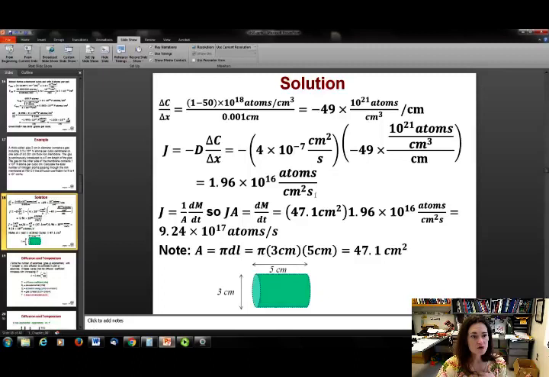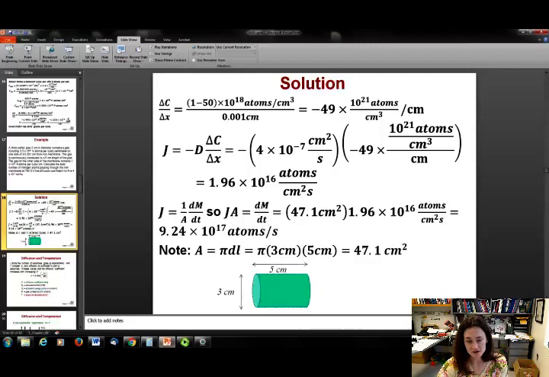Okay, but now the problem asks the total number of nitrogen atoms passing through the iron membrane at 700 C. So that's the total number passing through. J, remember our definition of J, was 1 over the area times the amount of mass moving through in a unit time dt. So if I want just the mass moving through in a unit time, then I have to multiply J times my area to get that value. So here, J times A would give me my dm dt.